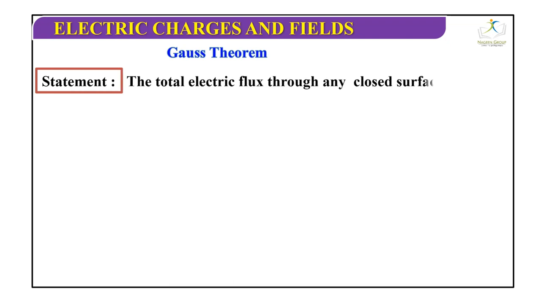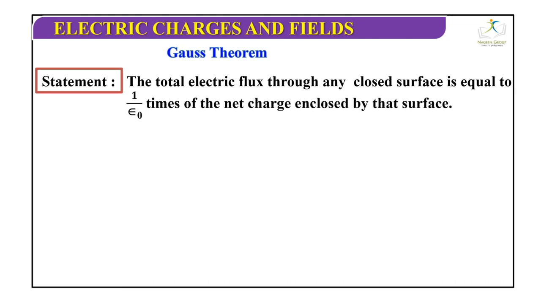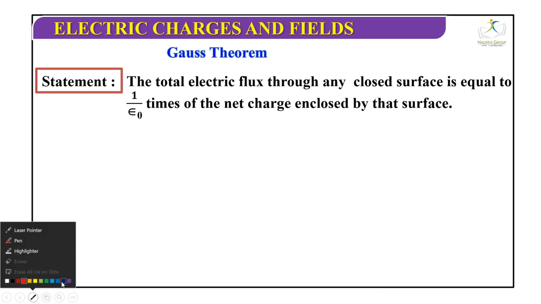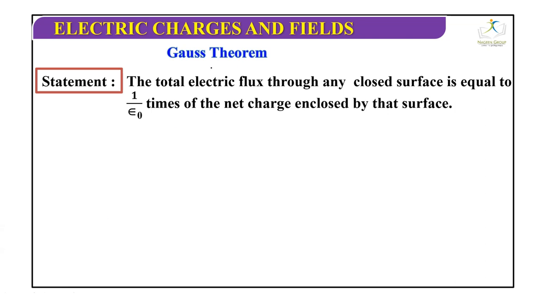The total electric flux through any closed surface is equal to 1 by epsilon naught times the net enclosed charge, or the charge enclosed by that surface. So the first question that comes to our mind is, what is the meaning of electric flux? In the previous topic, I explained briefly what electric flux is.